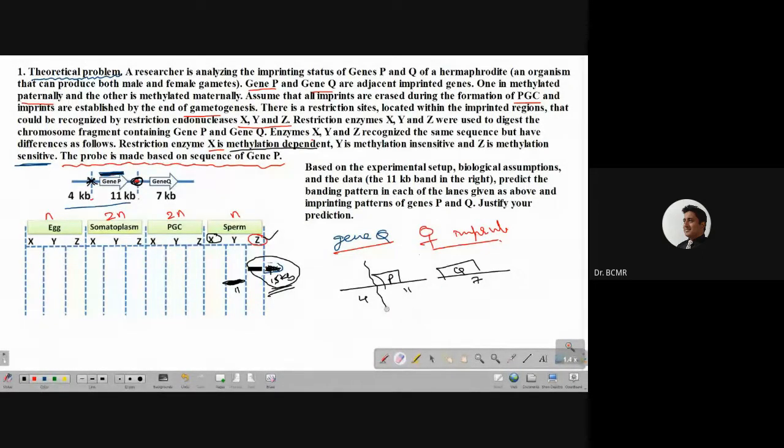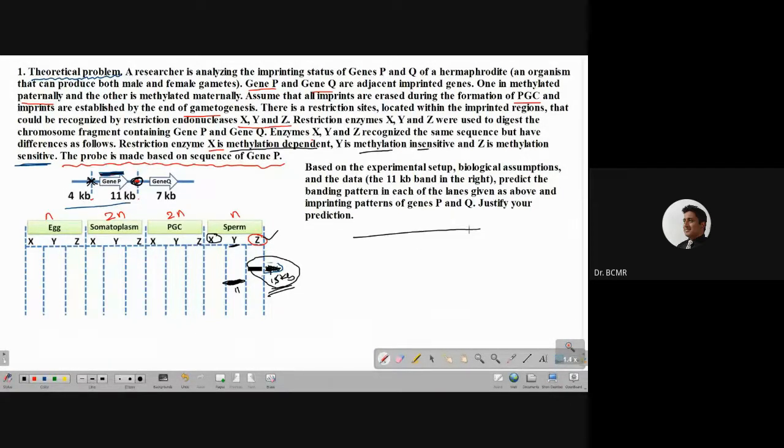So then that means this region is unmethylated. Yes, you agree with that? This is not methylated. That's why Z was able to cleave there. If you have, which would mean in the case of Y, methylation insensitive, it would have cleaved in all the places, right? What I'll do is, for ease, I will try to do it differently. Just stay with me.